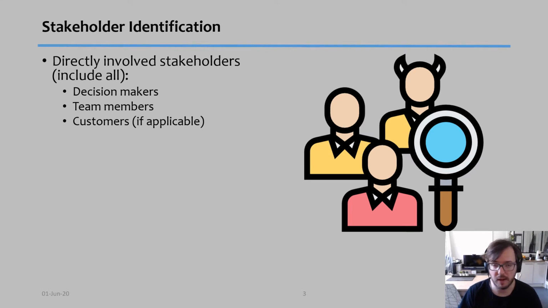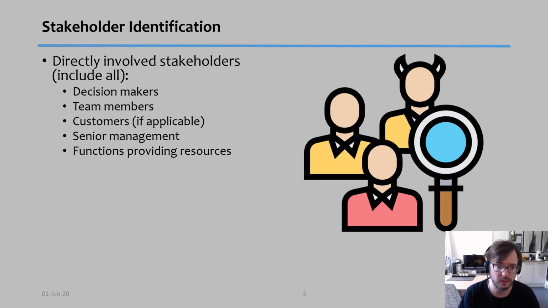On the other hand, if I work in a company and my boss asks me to direct a project, then my boss is the sponsor. Okay, I'm not getting paid directly to do that project, let's say. Senior management is also a directly involved stakeholder. And obviously we have any functions that might be providing resources to our project.